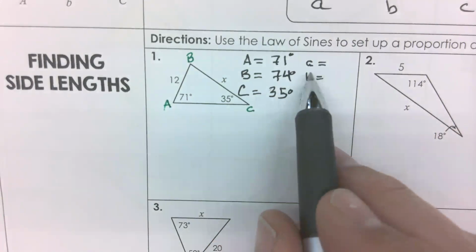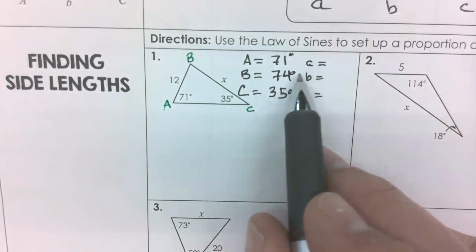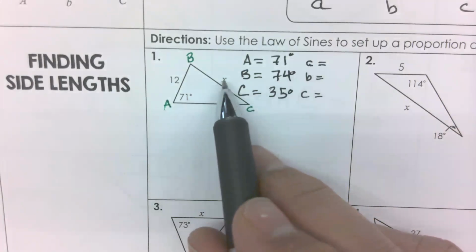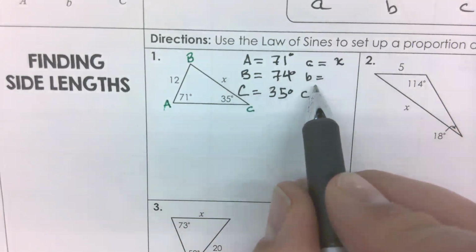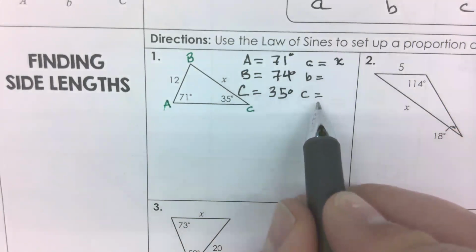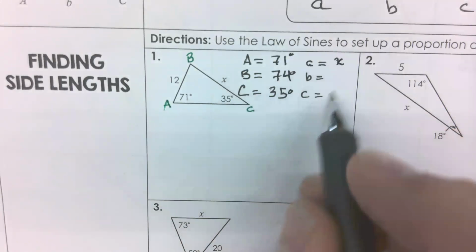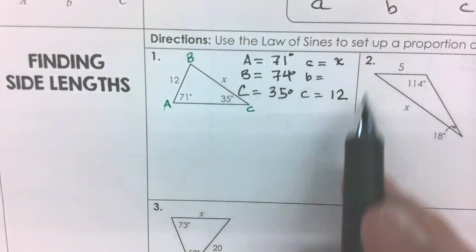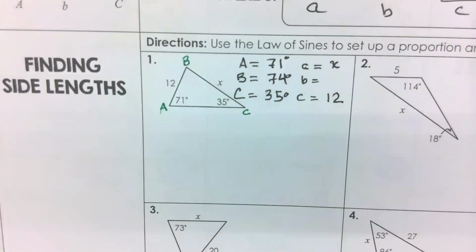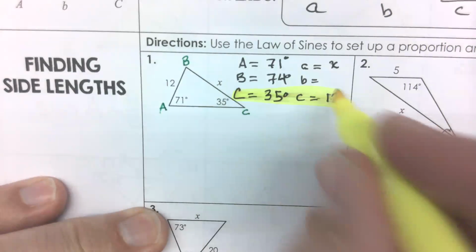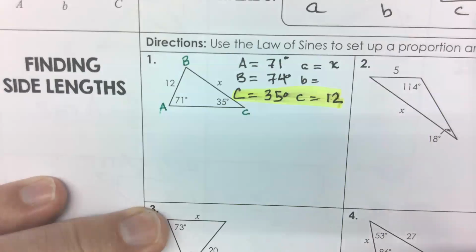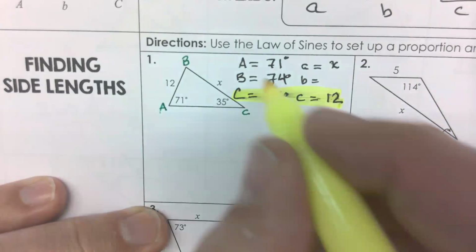Do we know the side length marked as a? X, right? It's the side opposite A, so it's the one marked as X. Do we know anything about the side opposite B? Nope. Anything opposite C? 12. Now, having set this up, it gives us a vision of what we need to solve in the information we've got. The fact that angle C and side c are matched up and we have information for both is great. That's going to be part of our proportion. That's going to help us.